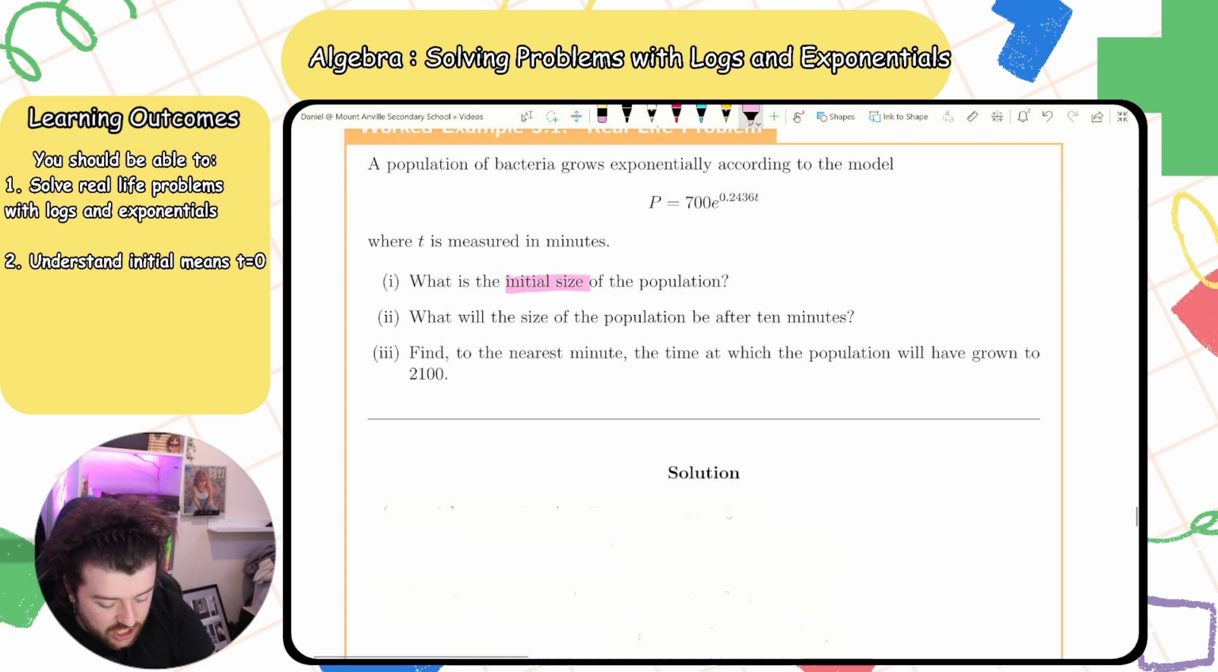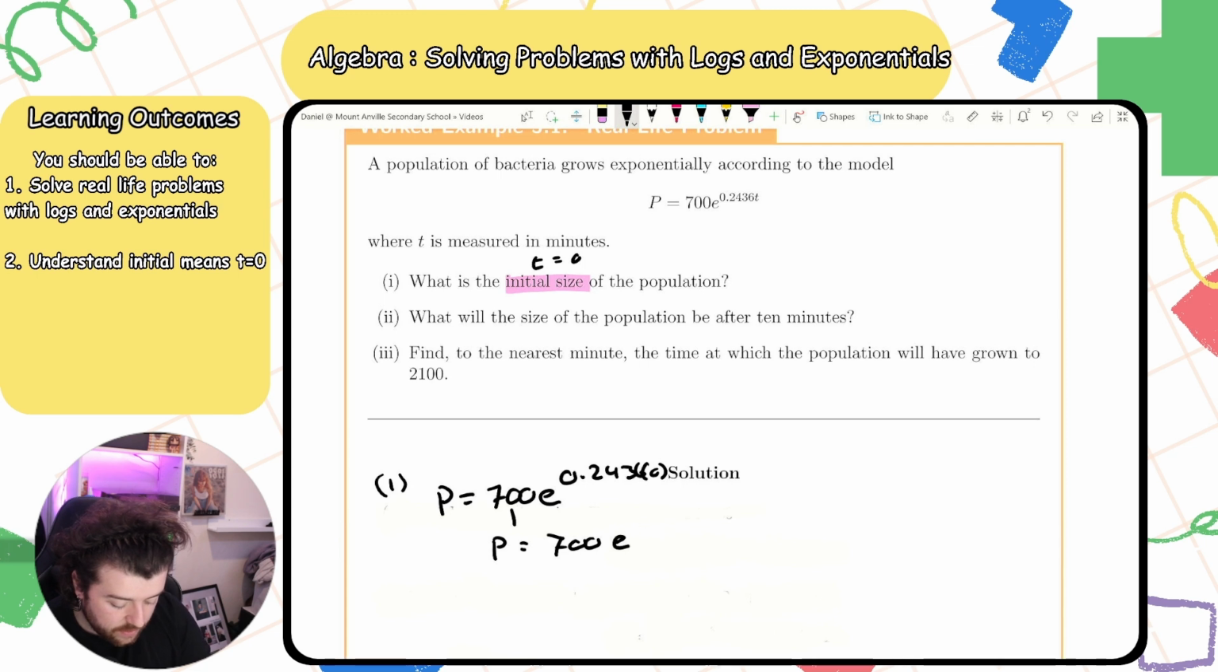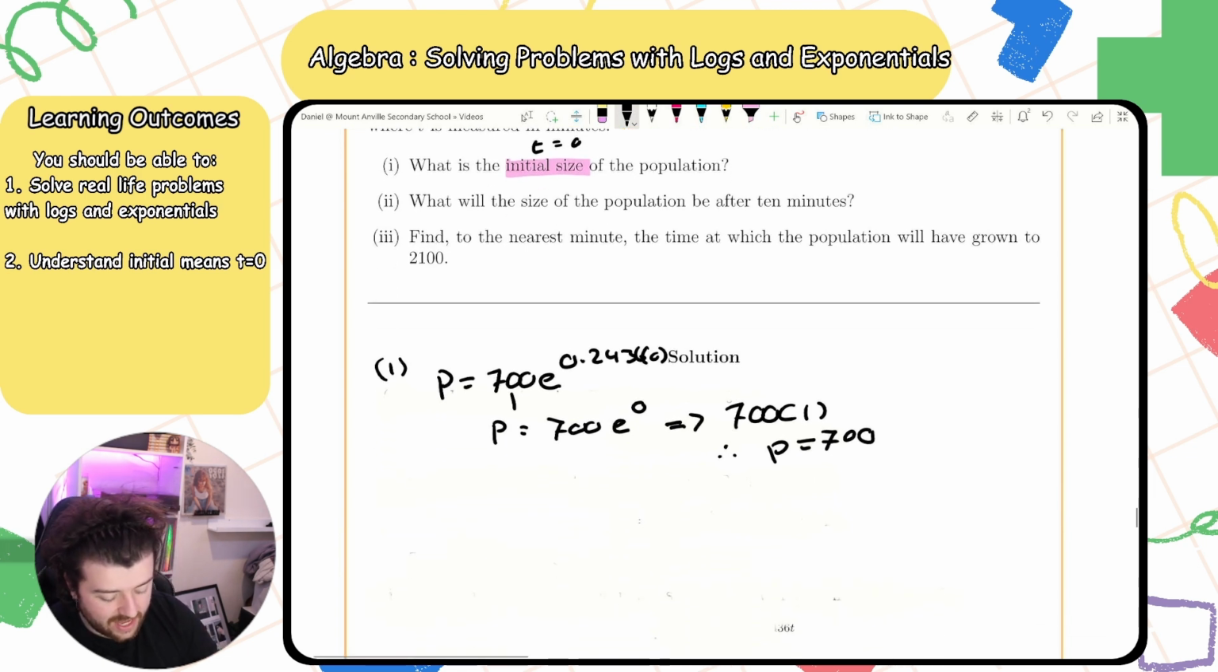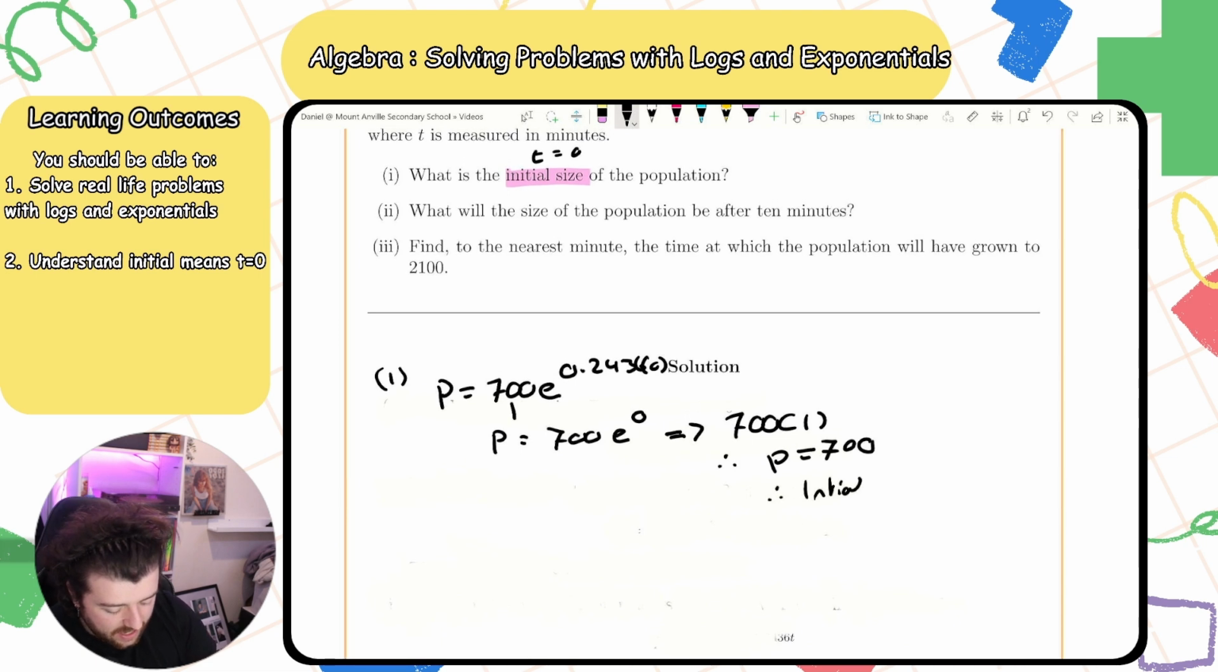We see the word initial, so that means t is equal to 0. Part 1: P equals 700e^(0.2436 times 0). 0.2436 times 0 is 0, and anything to the power of 0 is 1. So that's 700 times 1. Therefore, P is equal to 700. So the initial value is equal to 700.